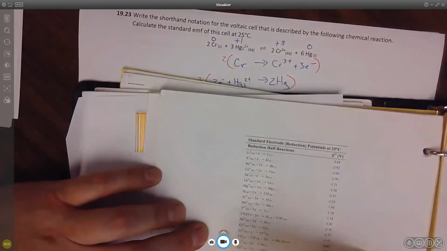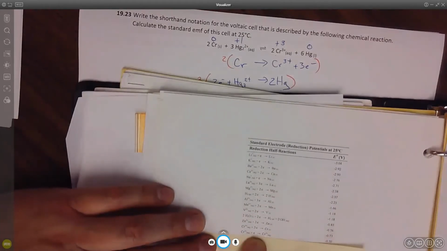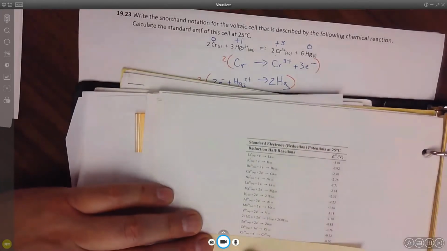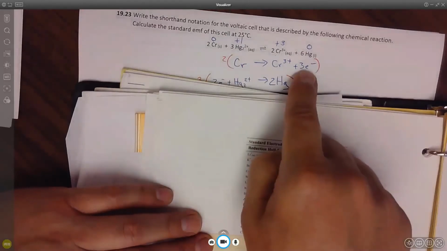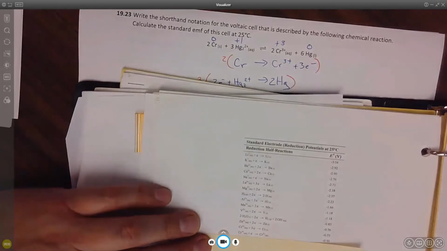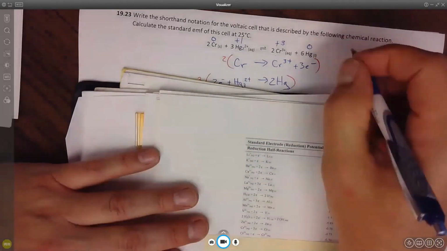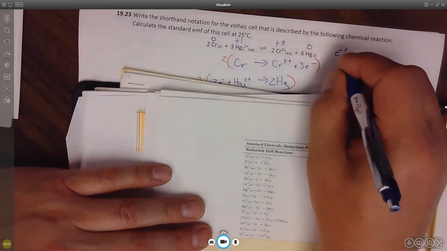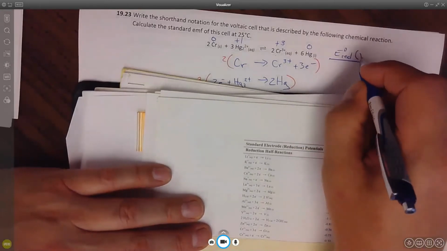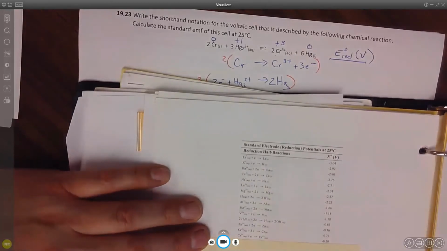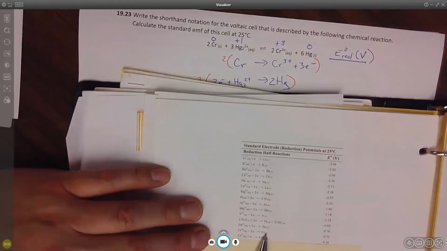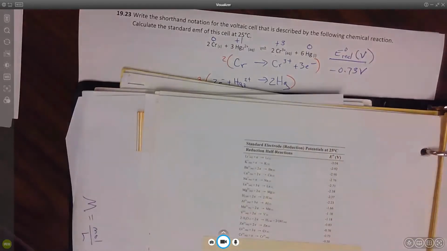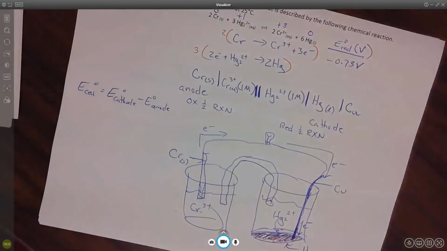Now be careful, because there are other things. Here's chromium 3 plus plus 1 electron going to chromium 2 plus. That is not that reaction. So make sure you're looking up the right reaction. It's got to be exactly this, except reversed, because it's a reduction. So these are the reduction standard potentials, which normally we just write like this. I'm going to write RED just to reinforce the fact that these are reduction potentials, and they do have units of volts. So the chromium 3 plus plus 3 electrons going to chromium has a reduction potential of negative 0.73 volts.